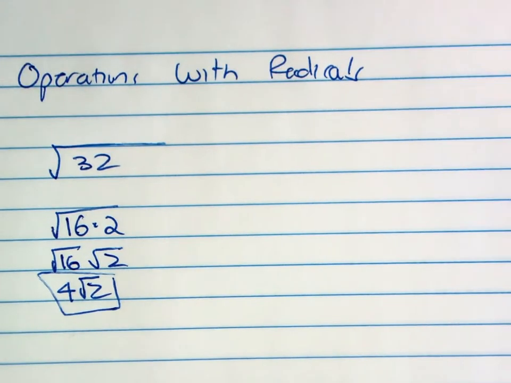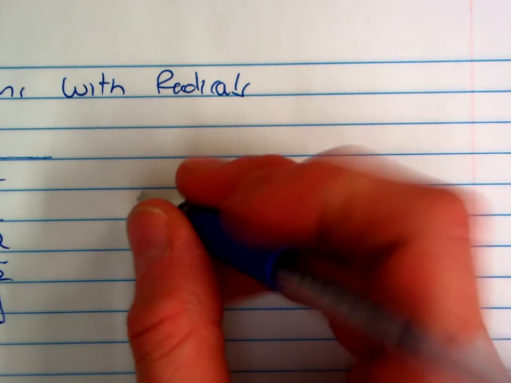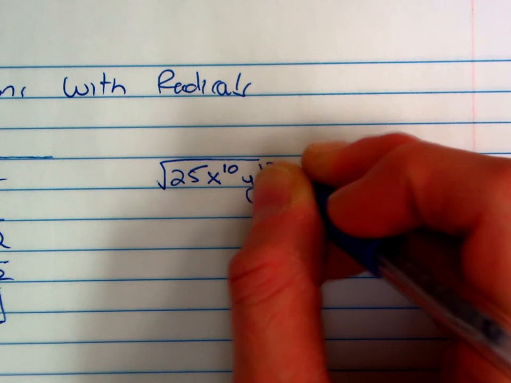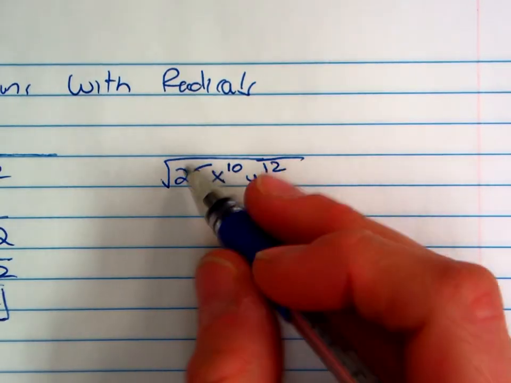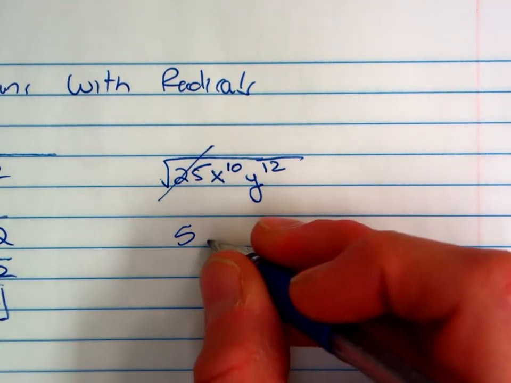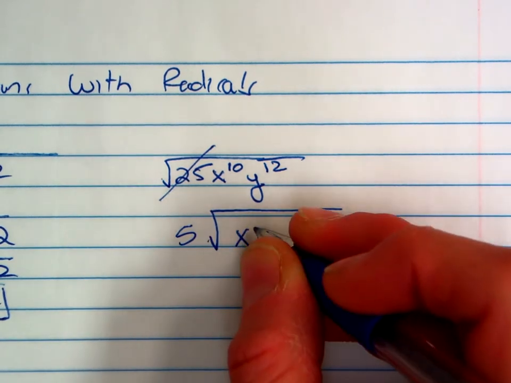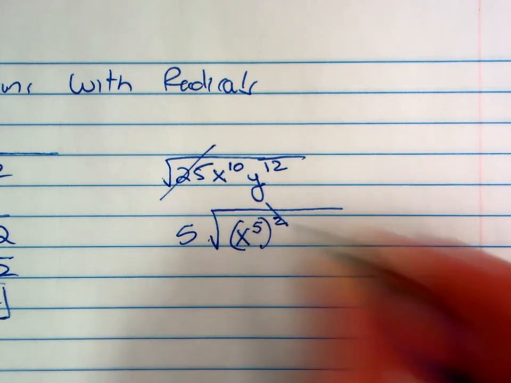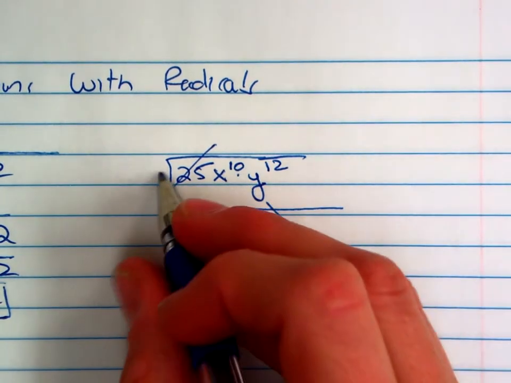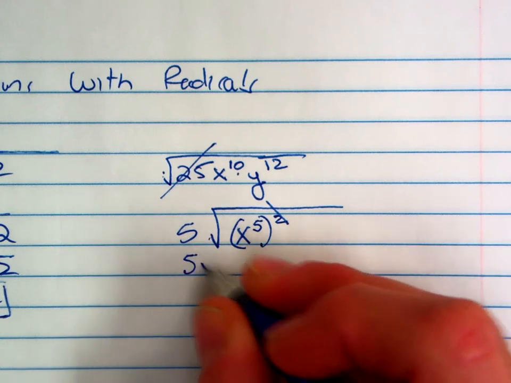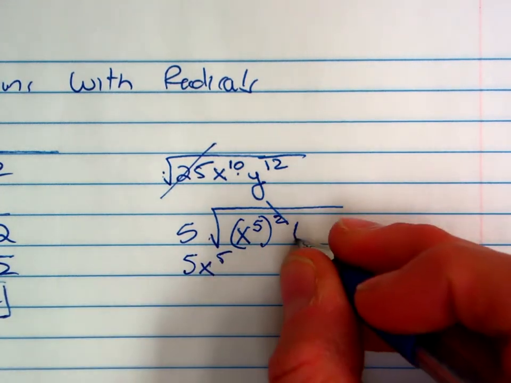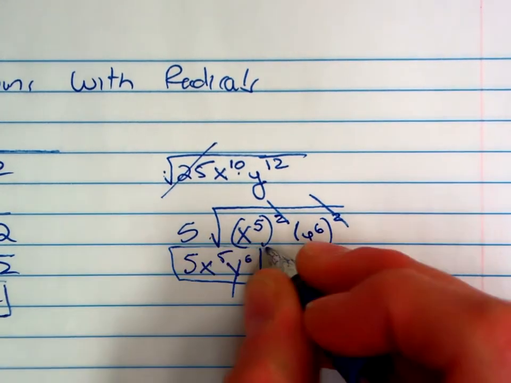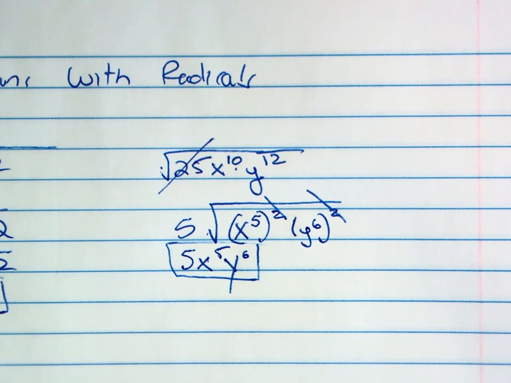We can complicate this a little further by having variables. So, for example, I could have the square root of 25, x to the 10th, y to the 12th. So basically, the square root of 25 is 5. The square root of x to the 10th is the same as saying the square root of x to the 5th squared. So it's essentially like dividing 10 by 2 because it's the square root. Same thing with y. This would be the same as y to the 6 squared, which is going to be y to the 6. So in this case, the whole radical goes away.